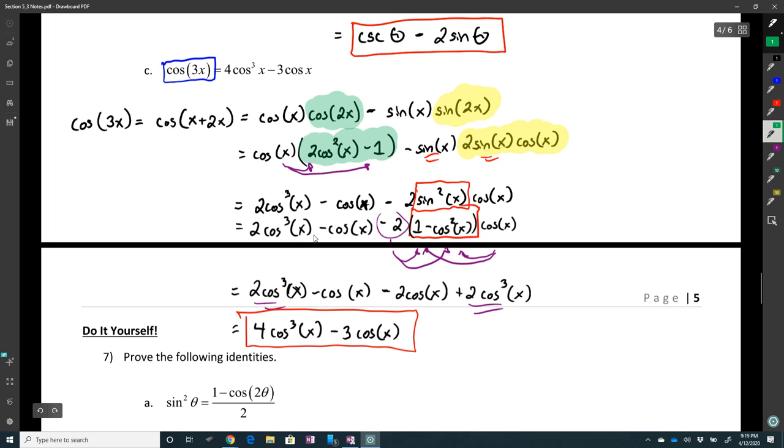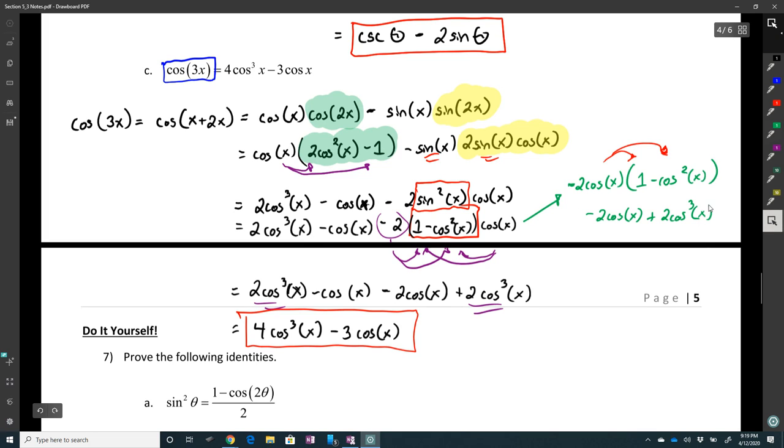Again, I know I kind of rushed that ending right there. Really, this is just -2 cosine x times 1 minus cosine squared x. And so all I did was I just distributed. And so that ended up being -2 cosine x plus 2 cosine cubed x. Anyway, so that is that.